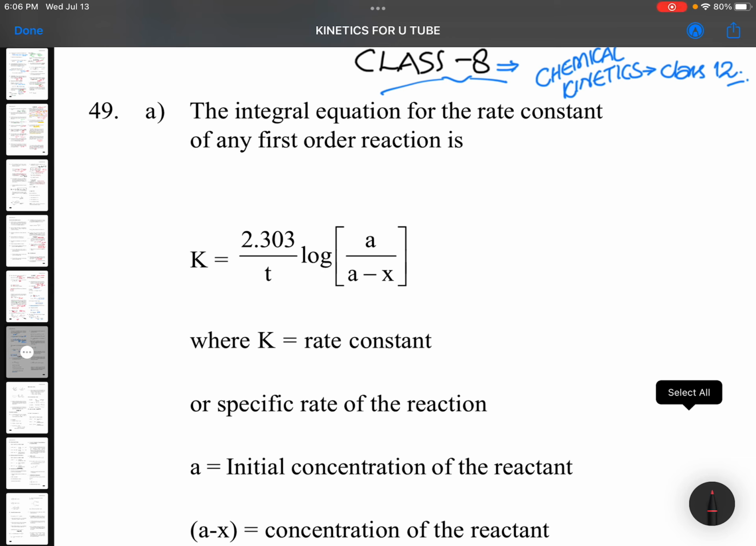First order reactions are very important because first order reactions never go for completion. Remember this point, they never go for completion. If you are doing any work with first order reactions, that never goes for completion.